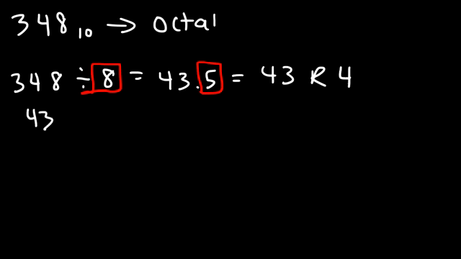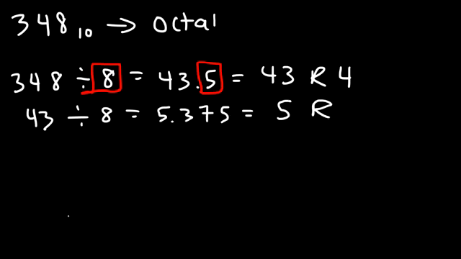Next, take 43 and divide it by 8. And this will give you 5.375. So it's 5 remainder, and then multiply the 8 by 0.375. 8 times 0.375, that will give you 3.